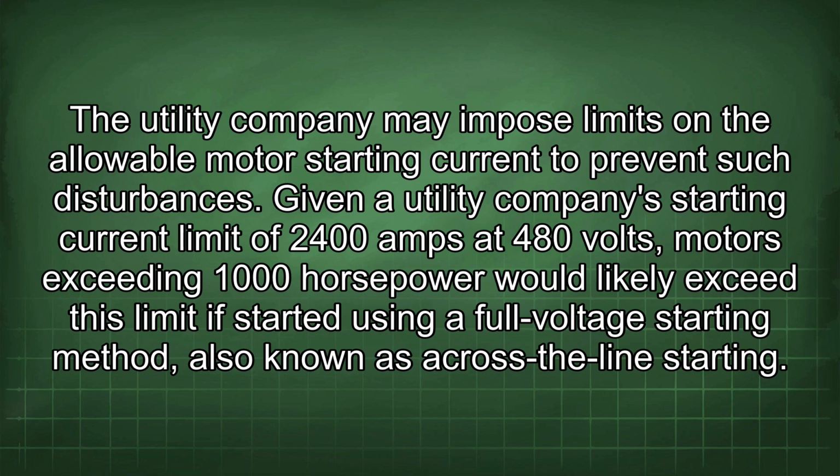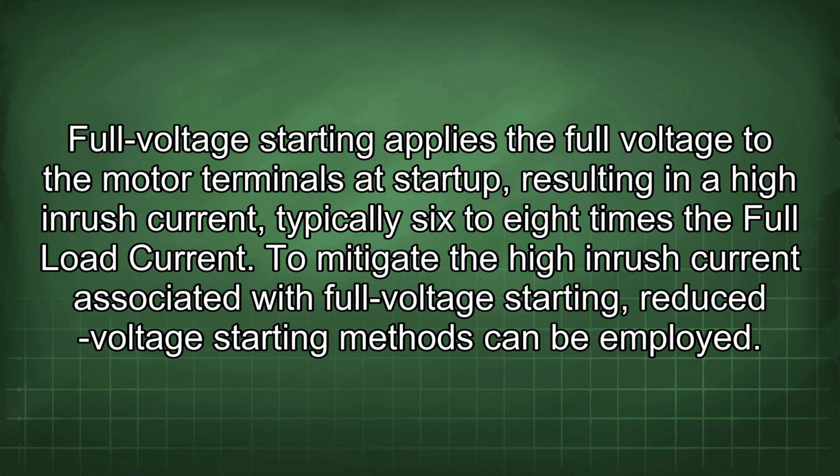Given a utility company's starting current limit of 2400 amps at 480 volts, motors exceeding 1000 horsepower would likely exceed this limit if started using a full voltage starting method, also known as across-the-line starting. Full voltage starting applies the full voltage to the motor terminals at startup, resulting in a high inrush current, typically 6 to 8 times the full load current.